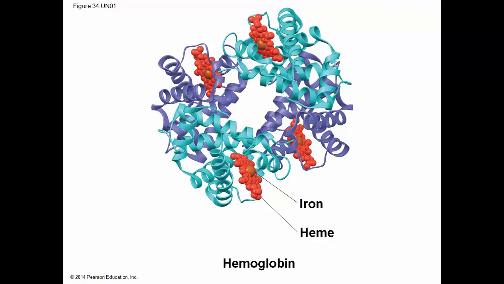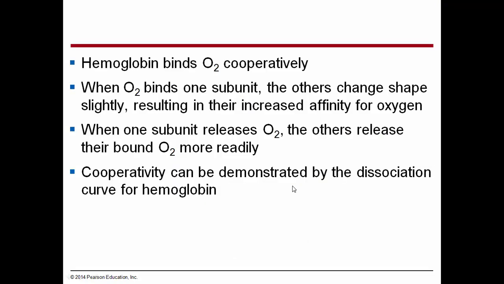Okay, so here's a schematic of a hemoglobin molecule. There's a little iron atom right there. There's a heme molecule surrounding it, and this is where the oxygen binds onto the surface of the hemoglobin. Hemoglobin binds to oxygen cooperatively. When oxygen binds one subunit, the others change shape slightly, resulting in an increased affinity for oxygen. When one subunit releases oxygen, the others release their bound oxygen more readily.